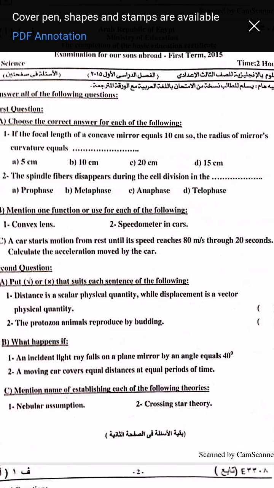Number 2, the protozoa animals reproduce by budding. We know the protozoa animals like amoeba, paramecium, euglena, these microorganisms or unicellular organisms are called protozoa. These animals reproduce by binary fission, not by budding. So this statement is wrong.